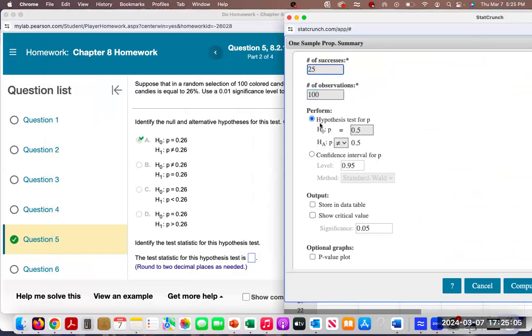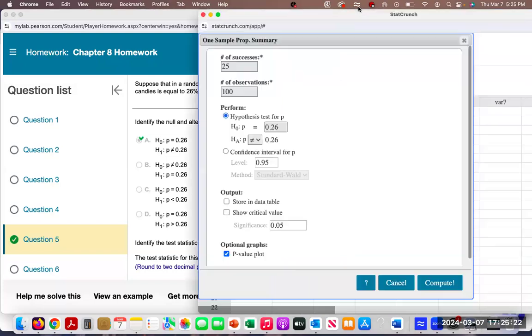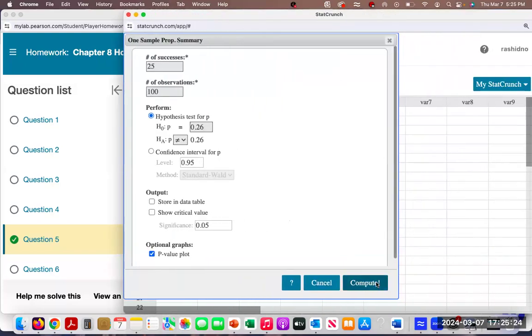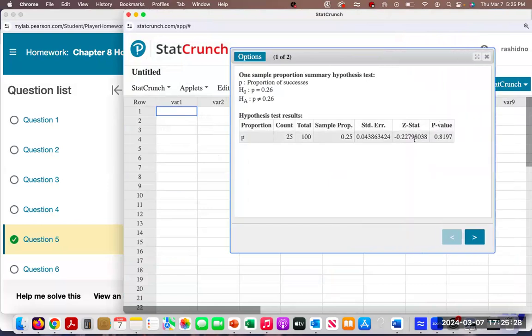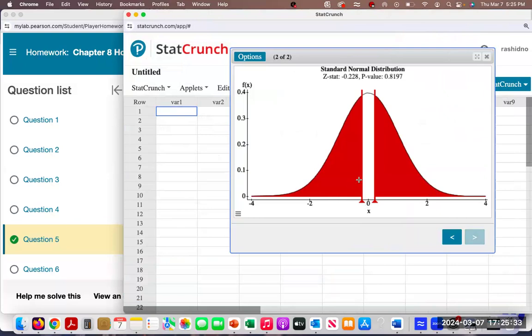25 are blue. We're going to perform a hypothesis test for p, and the null hypothesis is p equals 0.26, and the alternate is p is not equal to 0.26. And we can choose the option to see the graph. Let's click compute.